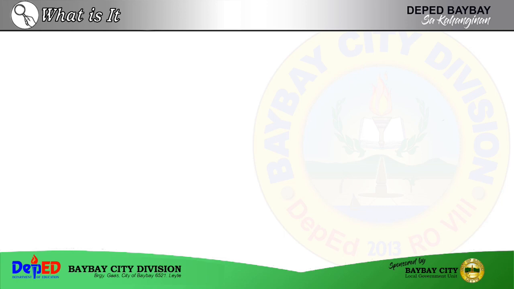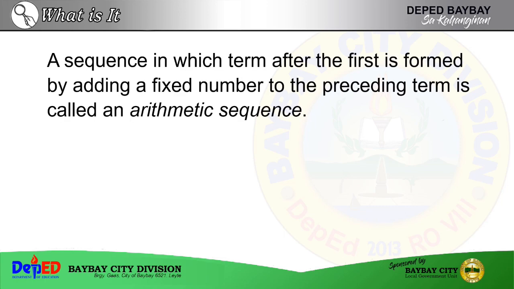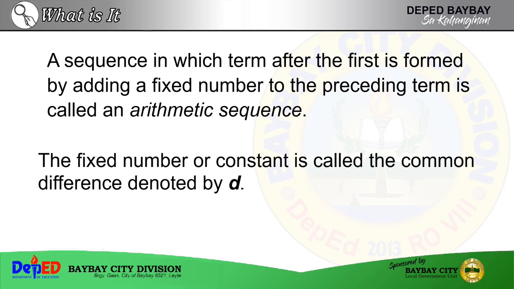What is then an arithmetic sequence? A sequence in which each term after the first is formed by adding a fixed number to the preceding term is called an arithmetic sequence. The fixed number or constant is called the common difference denoted by d.